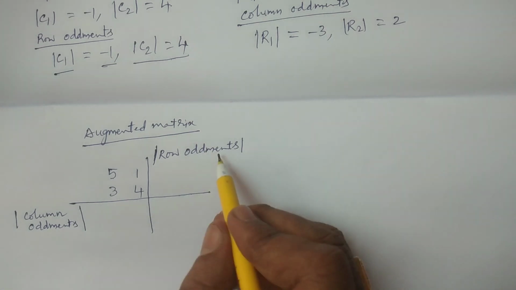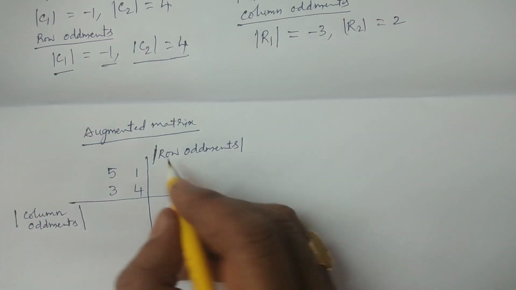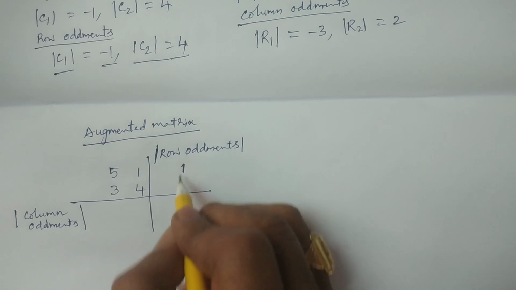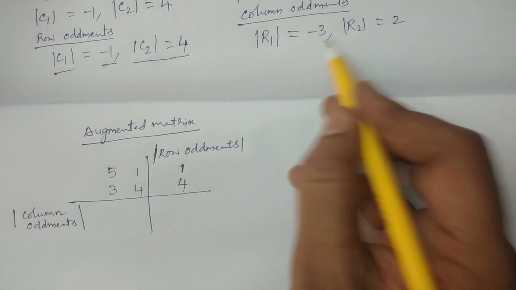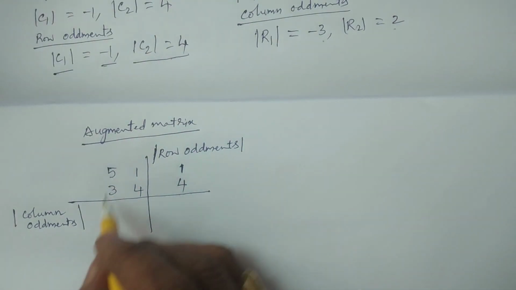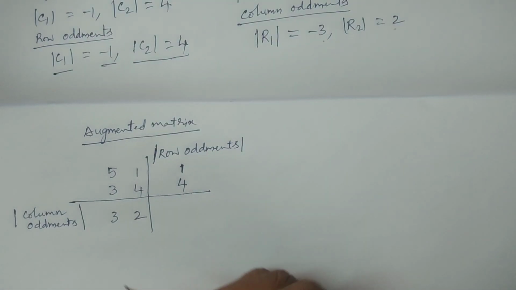Modulus of column, modulus of row oddments. Row oddments here are -1, 4, so +1, +4. We have to consider only the positive sign. Column oddments are -3, 2, which become +3, +2.